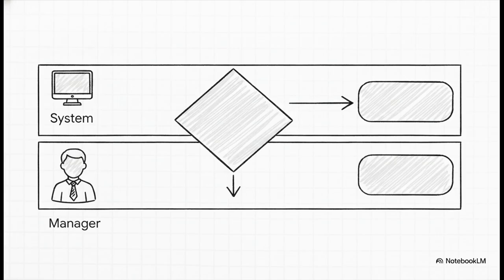If the answer is no, meaning it's just a standard order, the flow stays right there in the system lane and automatically moves to a confirm order activity. But if the answer is yes, the sequence flow actually crosses over into the manager lane. The baton is passed. The manager now has an activity to review order.